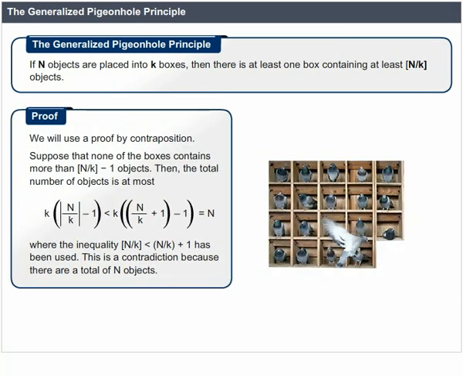Proof. We will use a proof by contraposition. Suppose that none of the boxes contains more than ⌈n/k⌉ - 1 objects. Then the total number of objects is at most k(⌈n/k⌉ - 1) < k((n/k + 1) - 1) = n, where the inequality ⌈n/k⌉ < n/k + 1 has been used. This is a contradiction because there are a total of n objects.